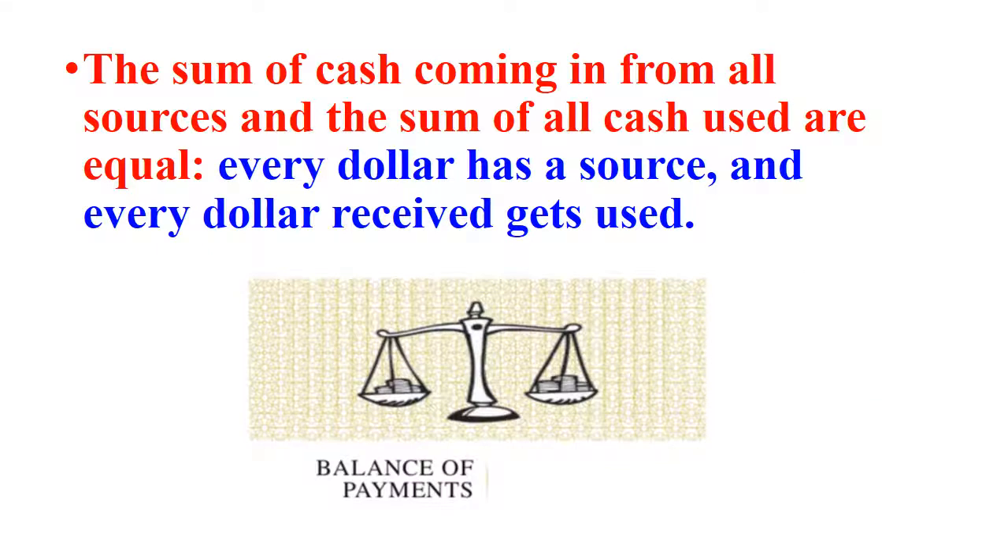For any balance of payments accounts, if it's for a family or for a country, it's really important to see that the sum of cash coming in from whatever source has to equal the sum of cash that is used. So every dollar has a source. We know where it came from, and then it's accounted for later in terms of where it ended up going. So there shouldn't be any unaccounted for money.